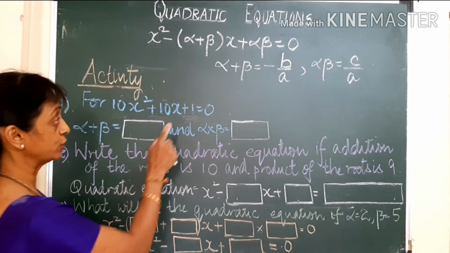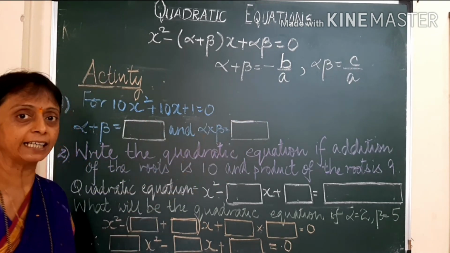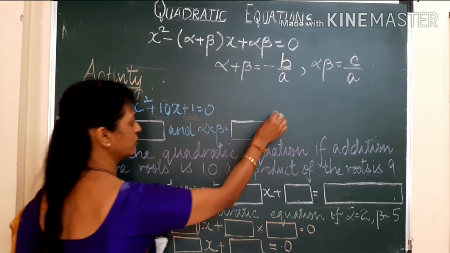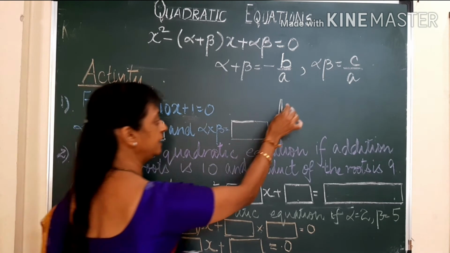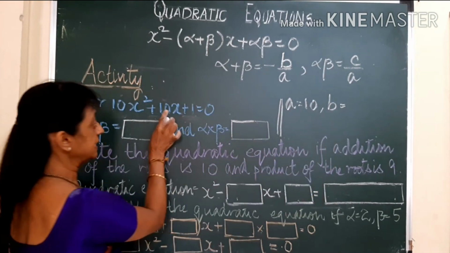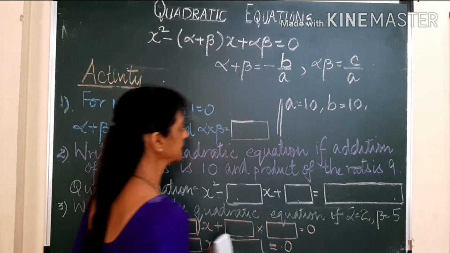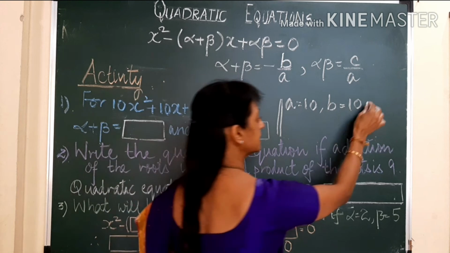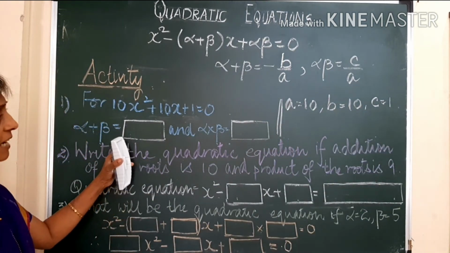For that, we should know what is b, what is a from the given quadratic equation. Let's write it down, children. What is a? A is 10. What is b? B is again 10 with a plus sign. There is no need of writing the sign. And c is 1. So what will the answer be for alpha plus beta?